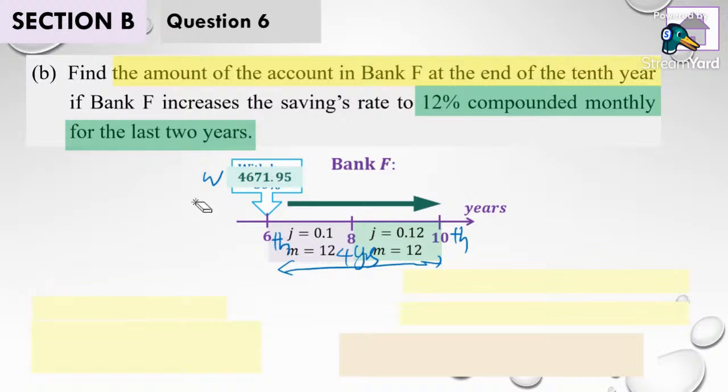Where you were told that the interest rate inside the account is supposed to be 10% compounded every month, which is this part here highlighted in purple. However, according to the latest info we have on part B, the bank has increased the interest rate for the last 2 years. That means for these 2 years behind here, we have another interest rate. So in this case, we have two different interest rates going on for calculating this future value.